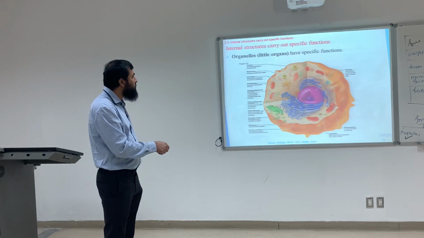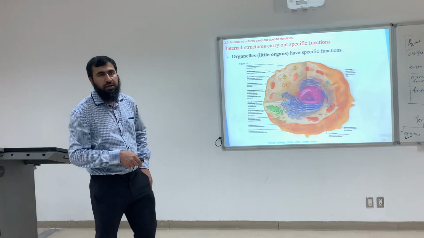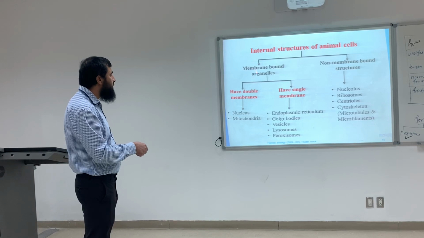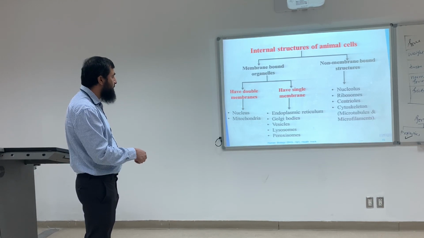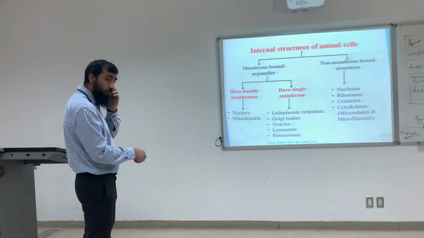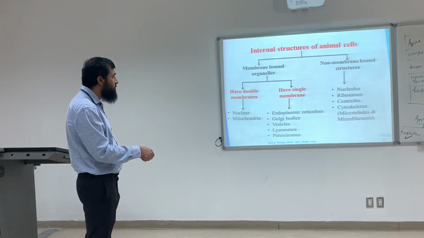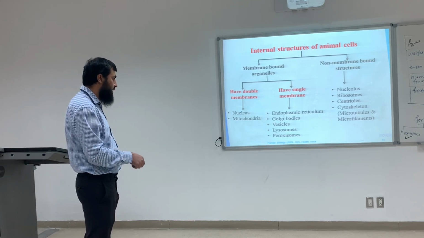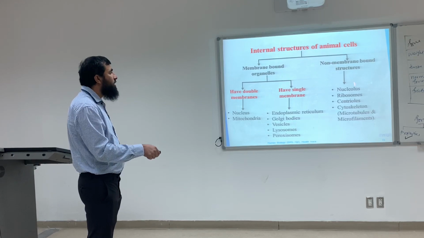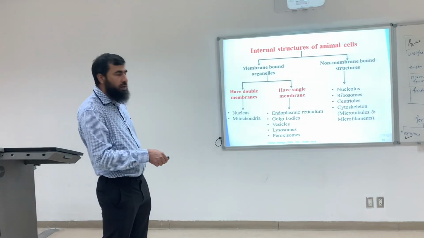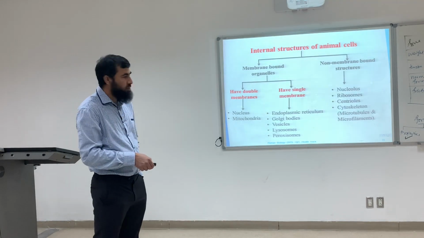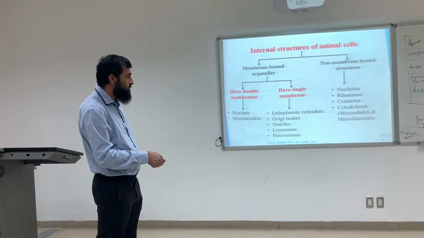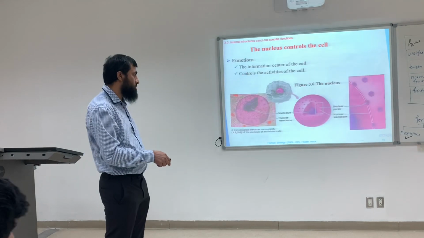So lesson two, we talk about the different organelles, their structures and their functions. Sometimes we find them to be membrane bound or non-membrane bound. Membrane bound ones include the nucleus, which has a double membrane, mitochondria, which have a double membrane, endoplasmic reticulum, Golgi, vesicles, lysosomes and peroxisomes. Non-membrane bound organelles include the nucleolus, which is inside the nucleus, the ribosome, which produces the proteins, centrioles, important in cell division, and the cytoskeleton, which helps support the cell.